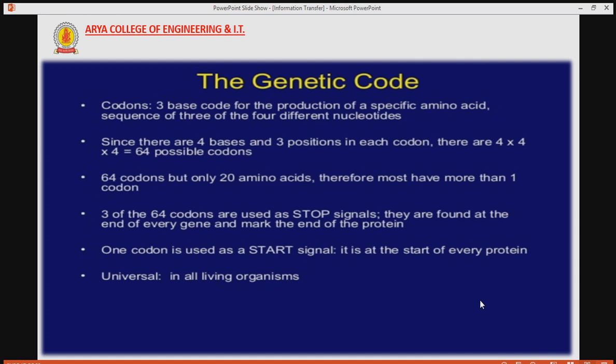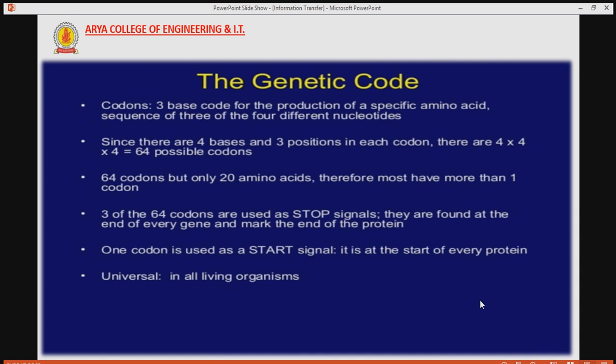Next is the genetic code. As we know, we have to define codons. A codon is a three-base code for the production of a specific amino acid, or we can say a codon is a sequence of three of the four different nucleotides. Since there are 4 bases and 3 positions in each codon, 4 times 4 times 4 means a total of 64 possible codons. There are 64 codons but only 20 amino acids, which means most amino acids have more than one codon.